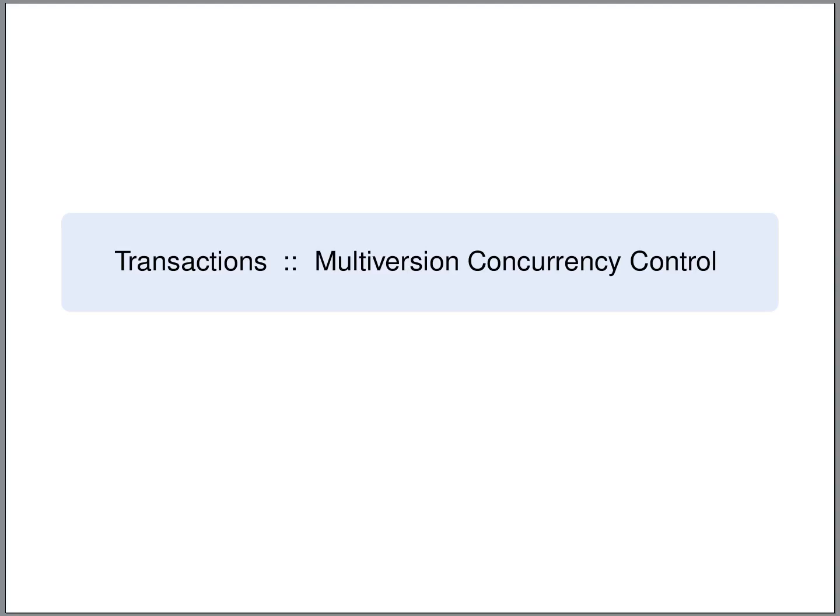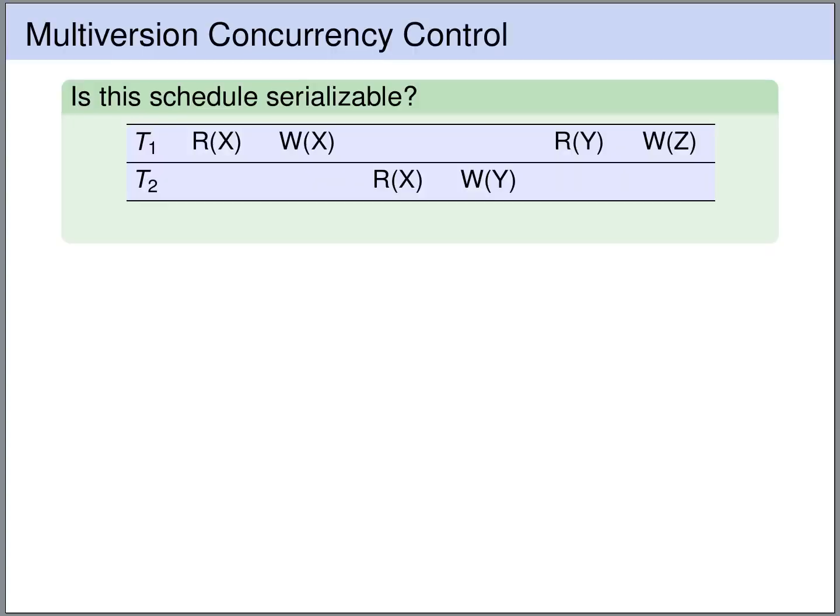We've now discussed pessimistic concurrency control and optimistic concurrency control. Now we are looking at multiversion concurrency control. Let's have a look at the schedule on the slide. Is this schedule serializable? So can we transform this into an equivalent serial schedule?